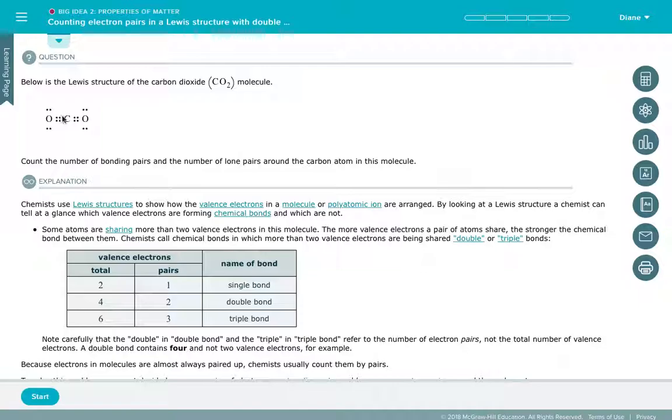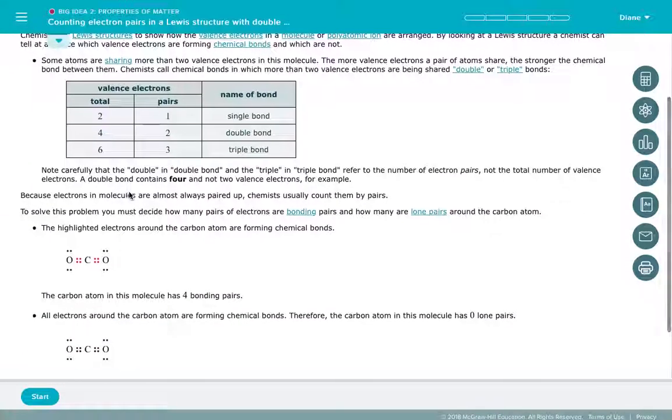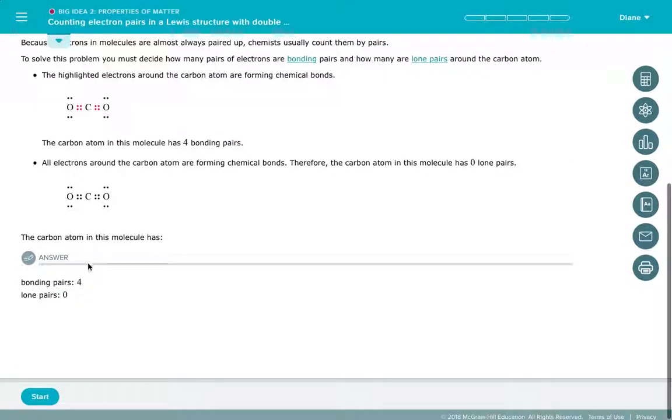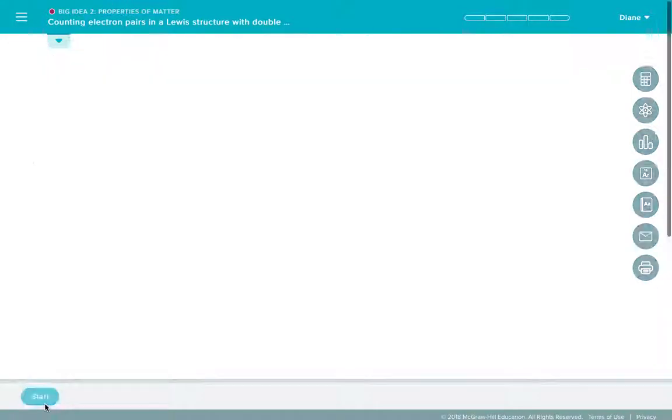So carbon, all 4 of its electrons are being shared. This one, this pair, and this pair. So carbon has 4 bonding pairs. It doesn't have any lone pairs. So 4 bonding pairs, no lone pairs.